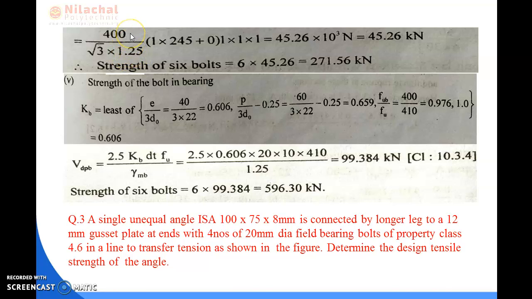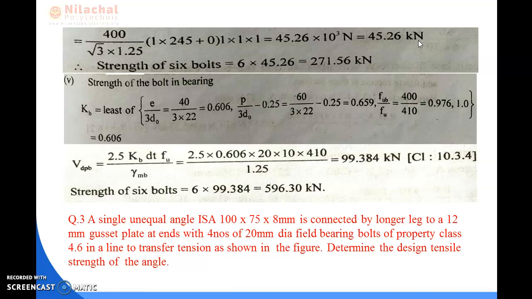So now just put this formula and put the values. So here are the values, which is 400 divided by root 3 into 1.25 multiplied by 1 into 245 plus 0, which is equal to 45.26 kilonewton.